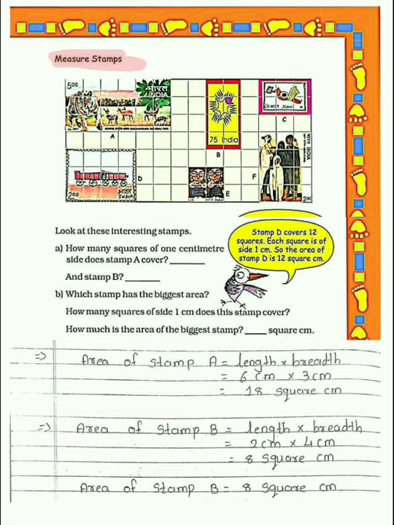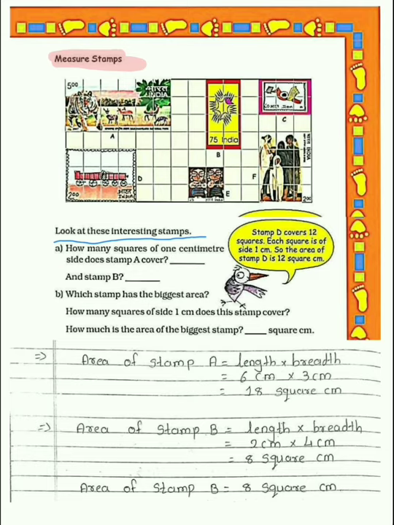You can observe here few stamps are given, which are placed on a squared paper. What do we have to do? Look at these interesting stamps. Here it is given that stamp D covers 12 squares. Each square is of side 1 centimeter, so the area of stamp D is 12 square centimeter. This time we are going to do area.